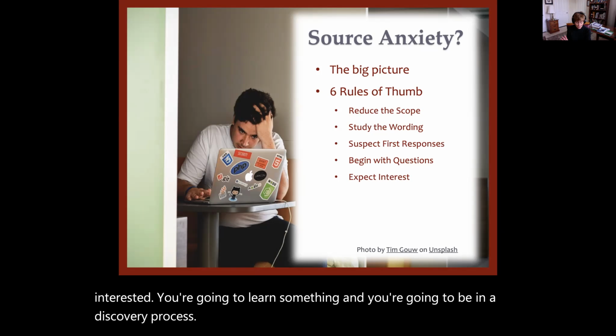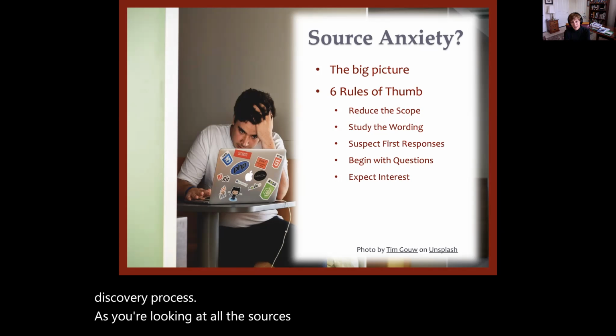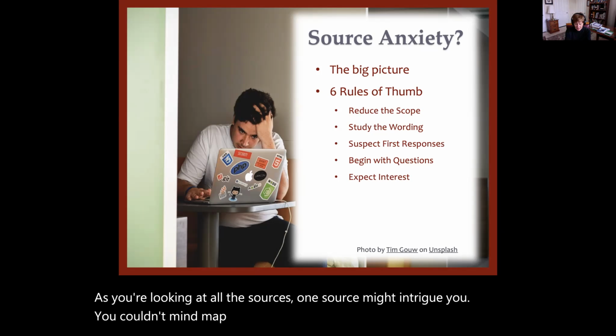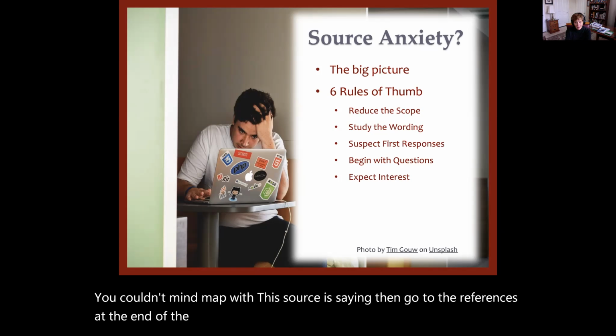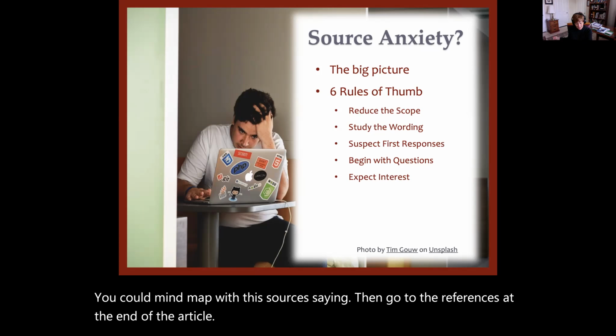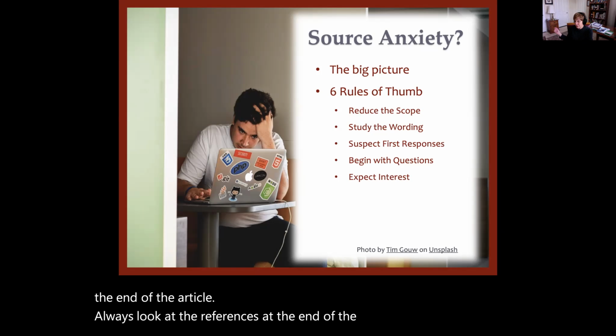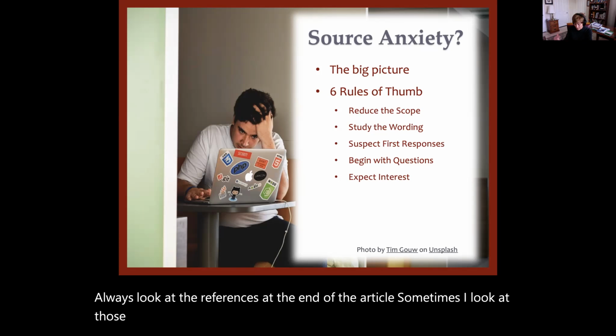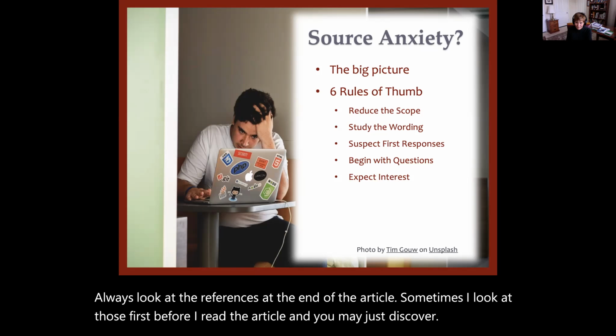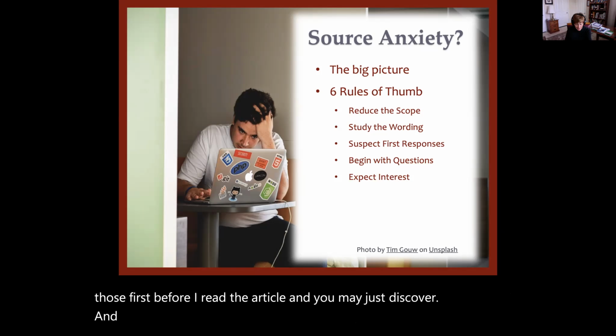As you're looking at all the sources, one source might intrigue you. You could mind map what this source is saying, then go to the references at the end of the article. Always look at the references at the end of the article. Sometimes I look at those first before I read the article. And you may just discover an aha moment. Wouldn't that be spectacular? And that might help you develop your working thesis.